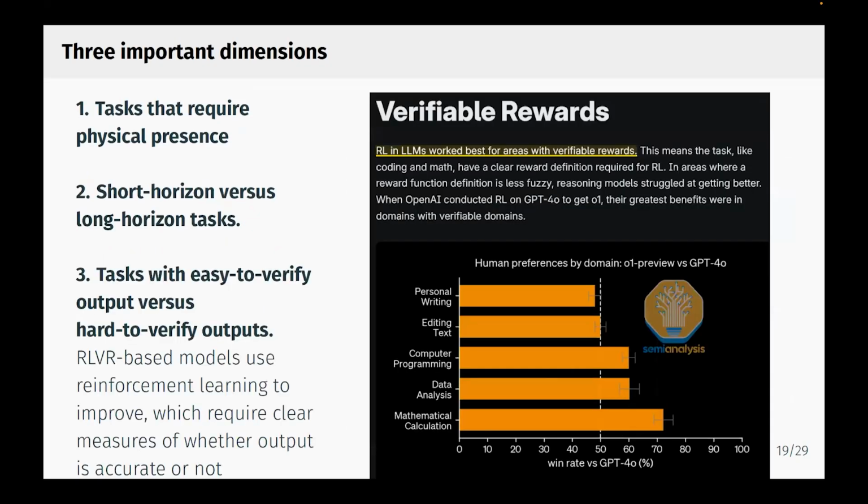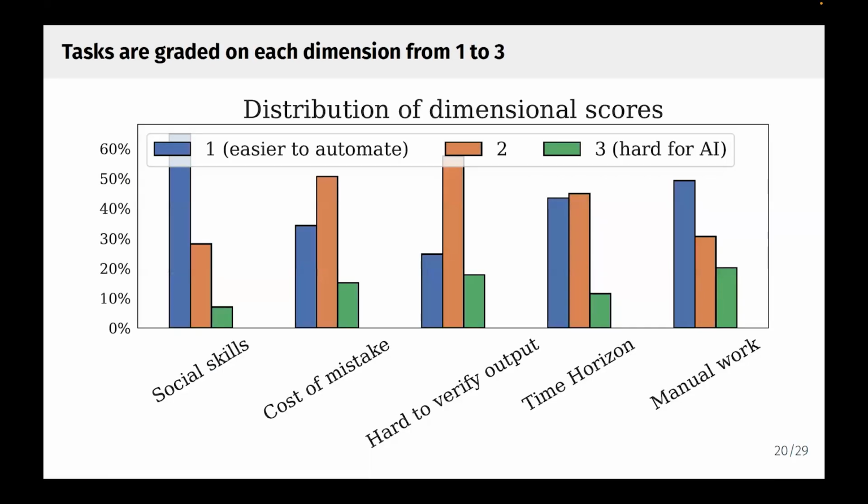And then the third thing that we think is interesting is output verifiability. This means, can you actually grade the performance of the model on a task, ideally in an automated fashion, because then you can do reinforcement learning.